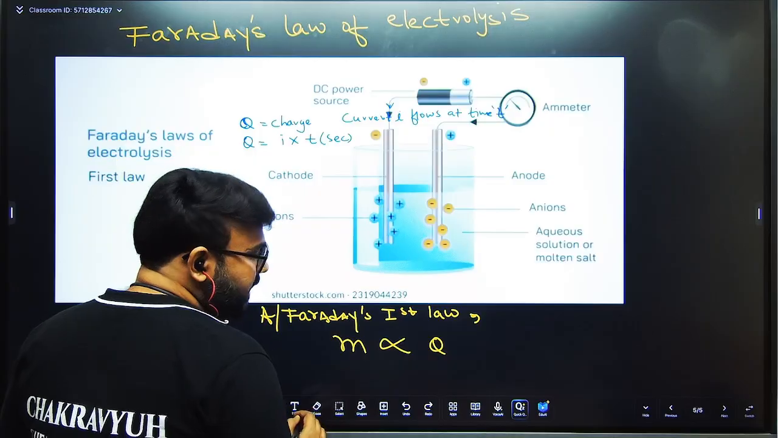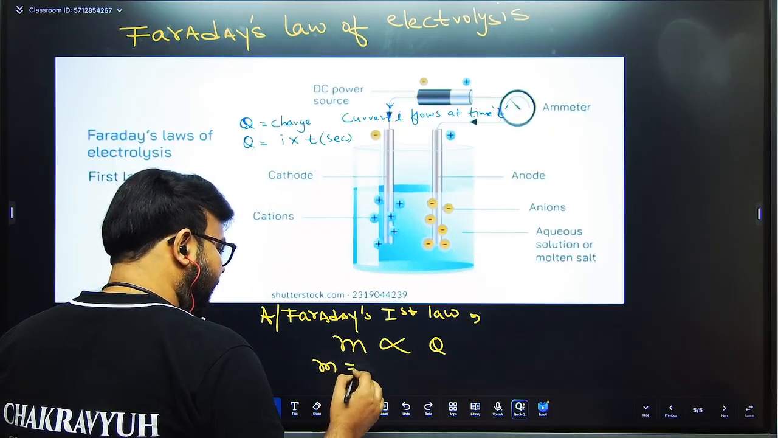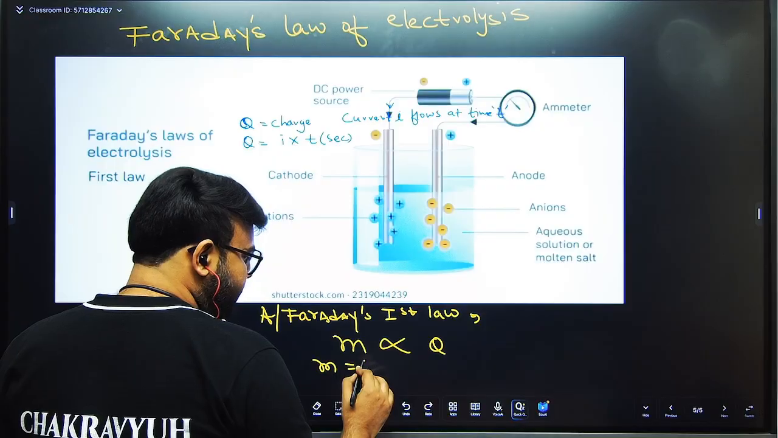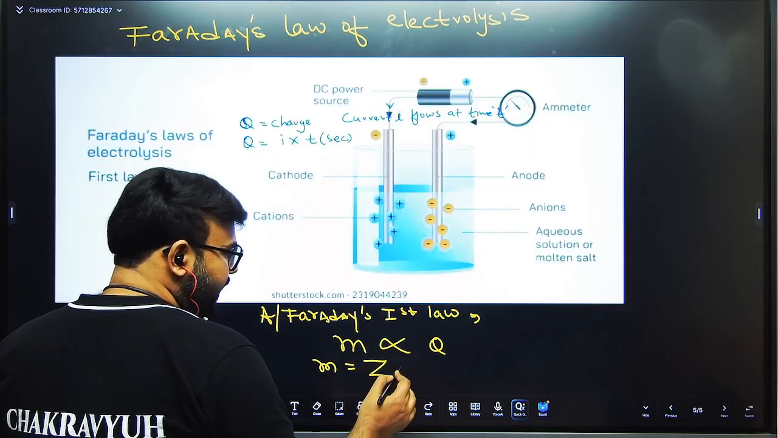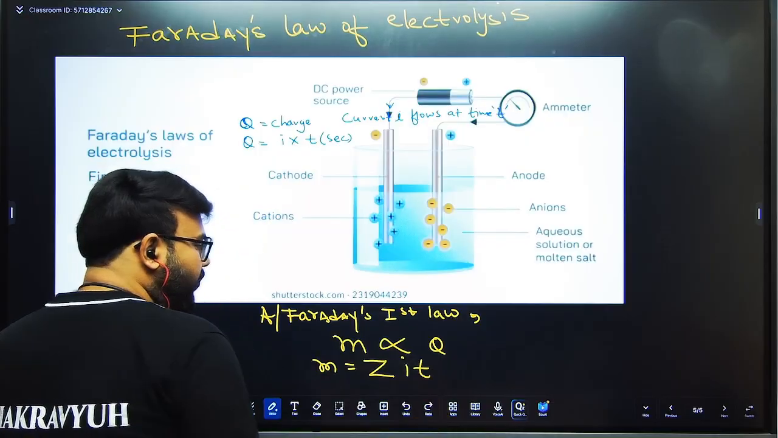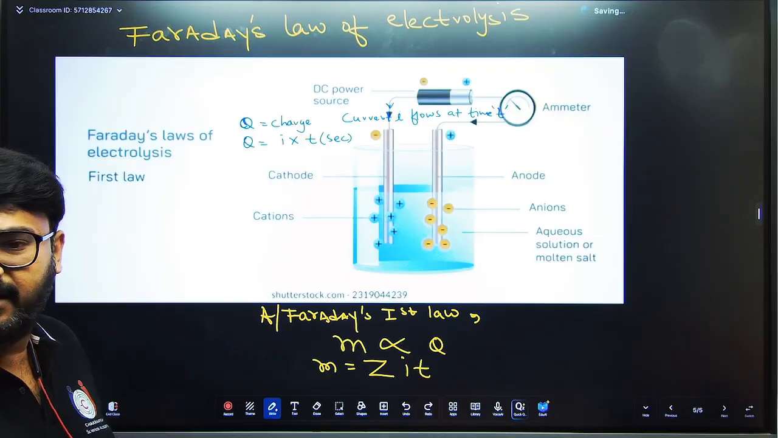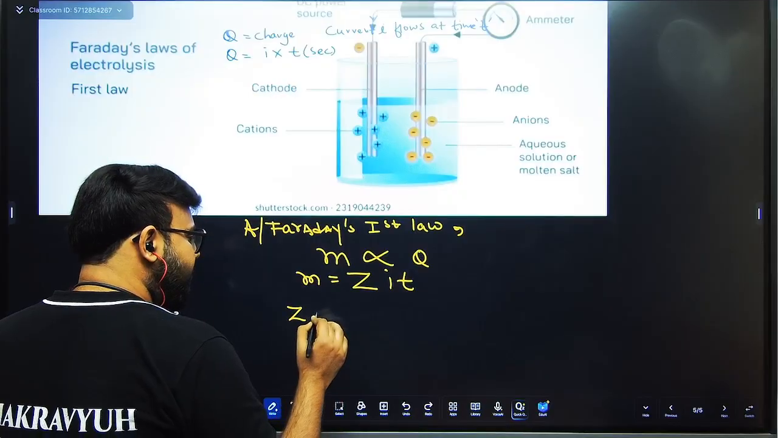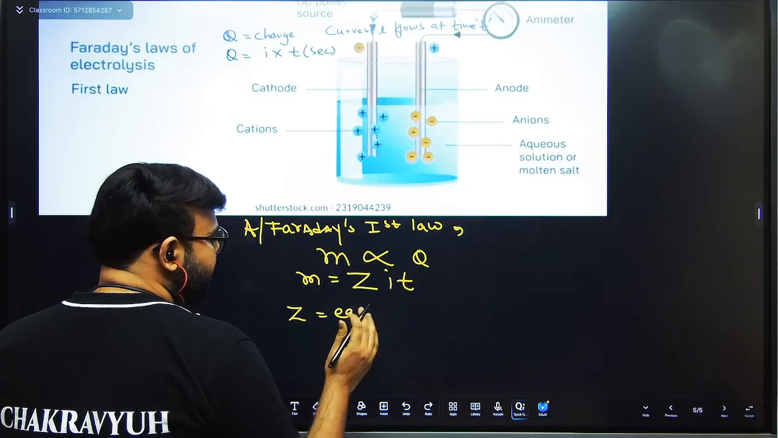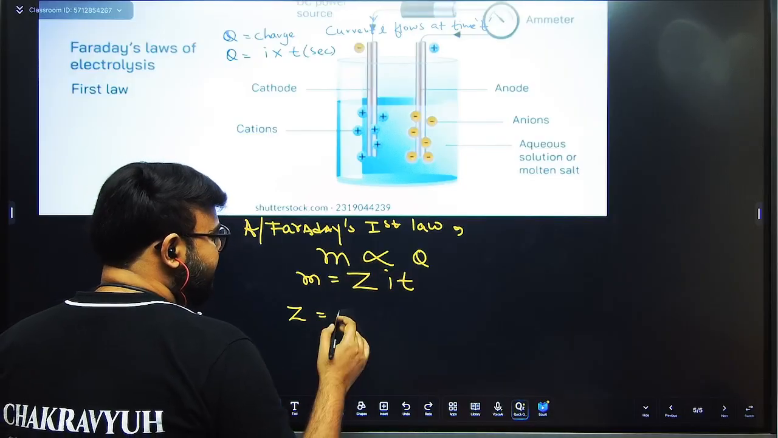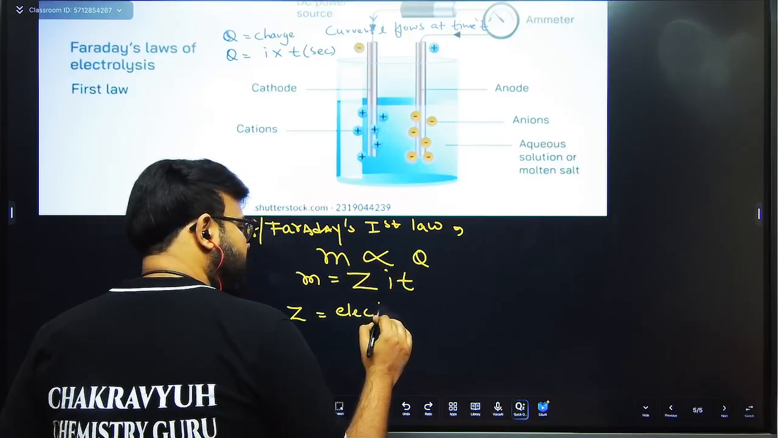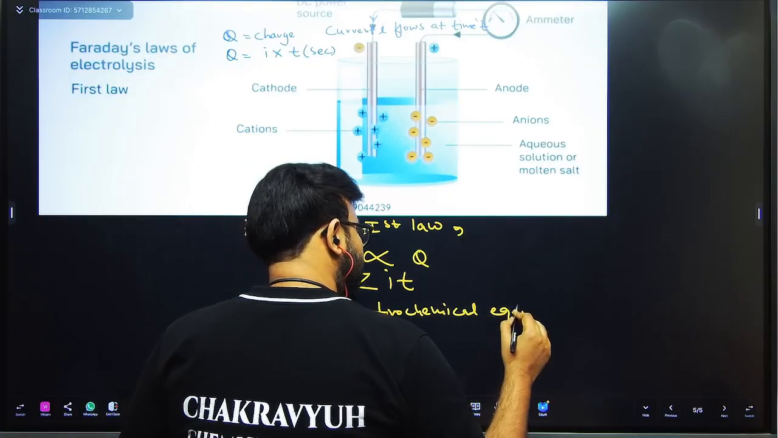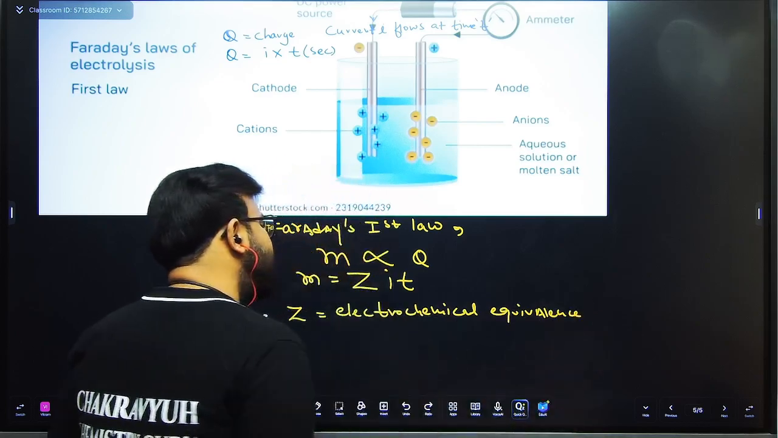So to remove the proportionality, what do I bring? M is the mass. I bring a constant. The constant is Z, and Q is I into t. So can I say M is equal to ZIt? And you know what Z is? Z is called the electrochemical equivalence. Which constant is this?